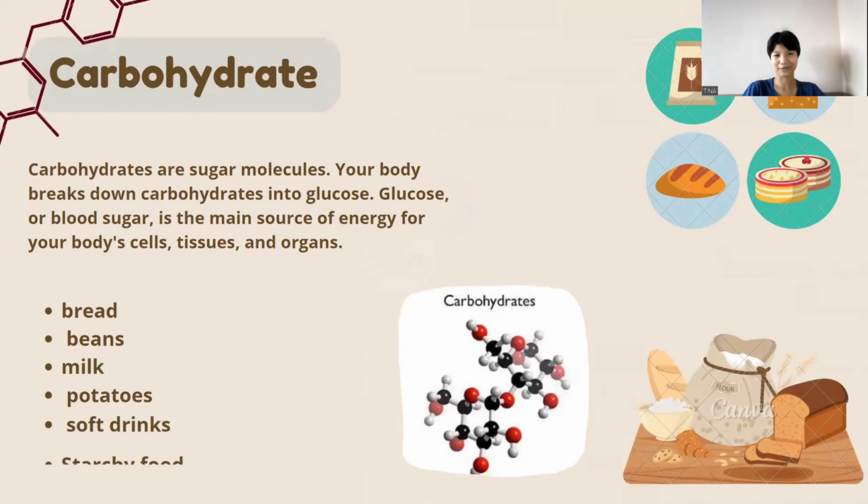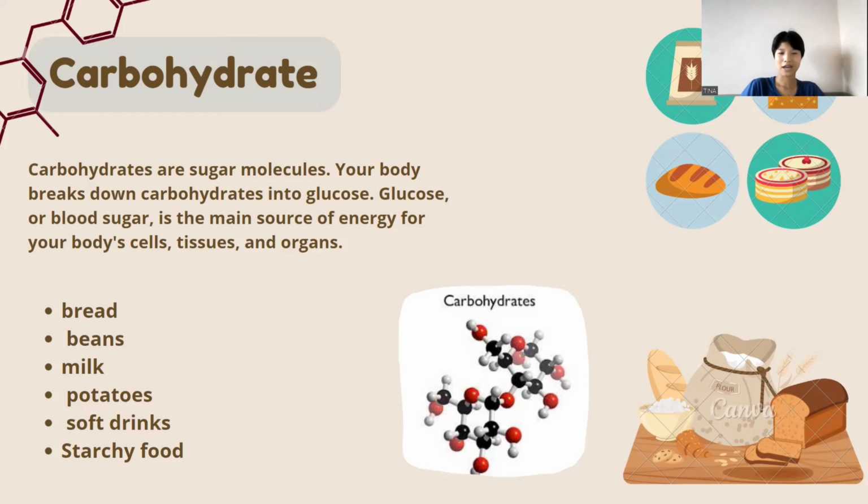So this is the definition of nutrients. Let's move to the next slide, which is carbohydrate, also known as carb. Carbohydrates are sugar molecules. Our body breaks down carbohydrates into glucose, and glucose, or blood sugar, is the main source of energy for your body cells, tissues, and organs. We could say it's the storage of energy because, for example, marathon runners have to eat pasta before they compete tomorrow. This is called pasta loading, so that they will get enough energy for their competition.